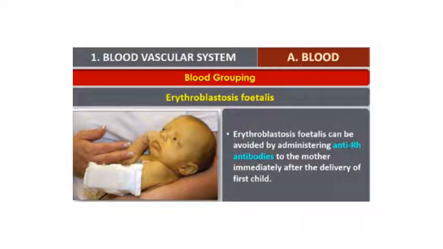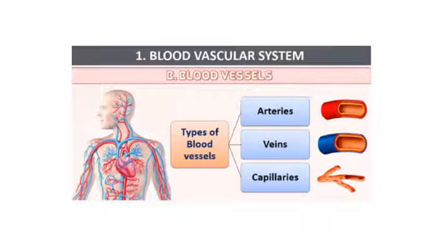This can be avoided by administering anti-Rh antibodies to the mother immediately after the first delivery, so there is no risk when there are subsequent pregnancies. Now let us understand about different types of blood vessels.